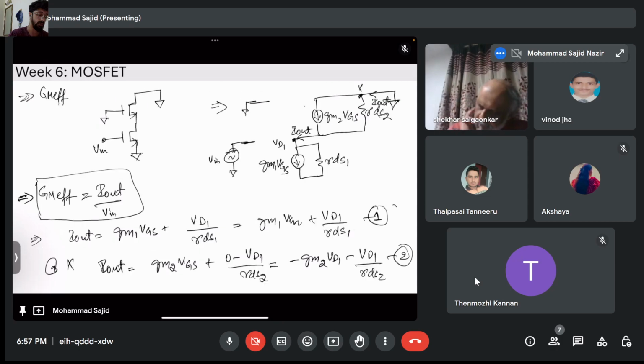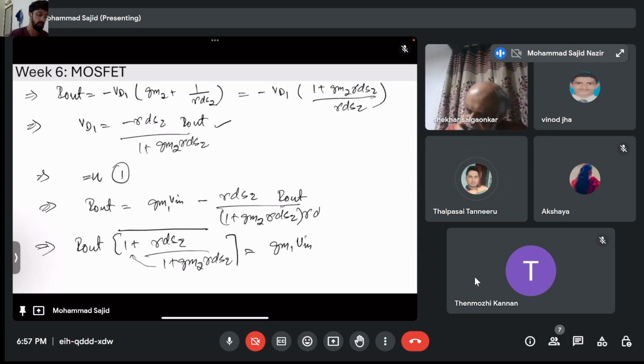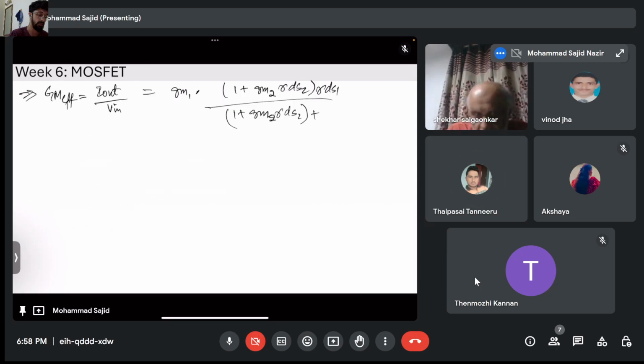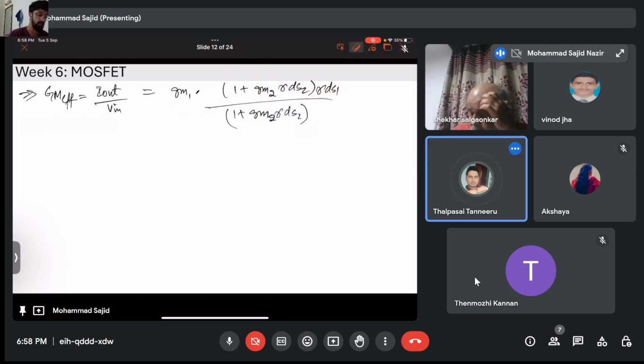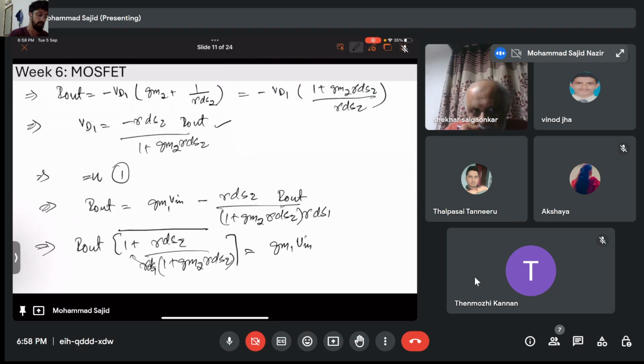So what we did, we forgot this RDS1. There was an RDS1 here, right? Now this RDS1 has unit ohm, RDS2 has unit ohm, ohm and ohm will cancel. Similarly, 1 plus GM2 RDS2 is a unitless quantity, so this remains unitless. This is RDS1 here. So if you want to check your derivations, units are the best way to check whether your derivation is correct or not.